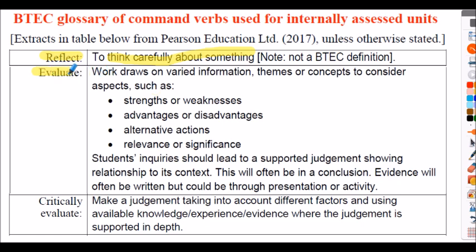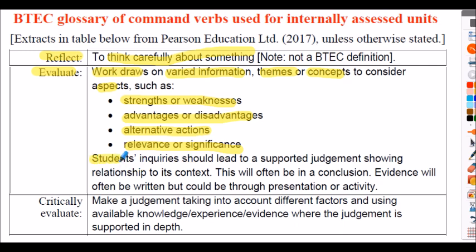Evaluate, which they use for their merit grades. This again is from the BTEC document, what they mean by evaluate. It says the work will draw upon varied information, themes or concepts to consider aspects such as strengths and weaknesses. Of course they're talking about your findings here. So strengths and weaknesses of your findings from research, advantages and disadvantages, alternative actions that could be undertaken, the relevance or the significance of what you've done. In the context of your findings, those fit quite nicely, you could apply those.